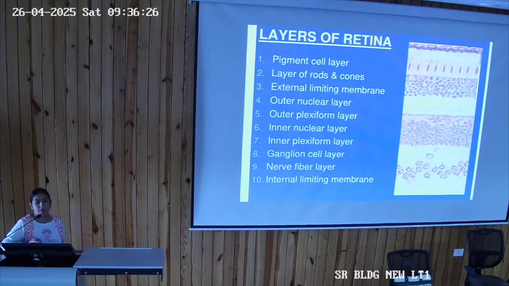Next is the layer of the rods and cones. Next comes the external limiting membrane. You have to remember the names of all the layers. Then the nuclear layers, outer nuclear layer, outer plexiform layer. Then comes the inner nuclear layer, inner plexiform layer, ganglion cell layer is present, nerve fiber layer, and last is internal limiting membrane. So these are the layers of the retina.